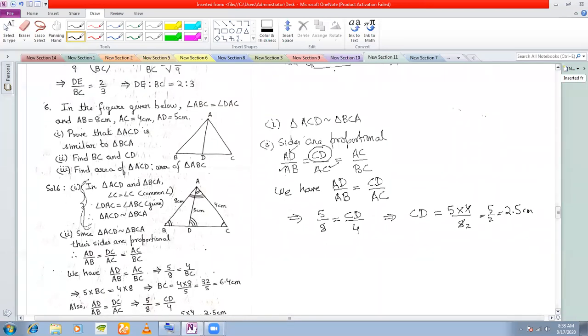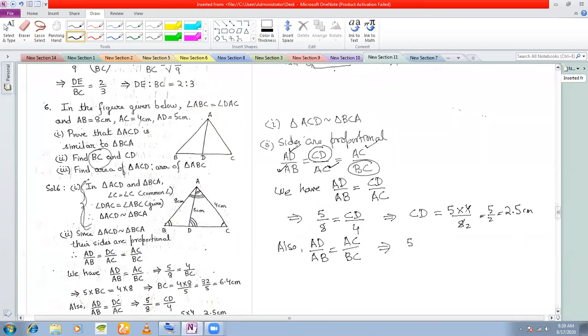We have found CD. Next question is find BC. So which one do we have to find now? We have to find this one, BC. And what all are given? We have already ticked what all are given. This is given. This is given. And AC is also given. That means we consider the first and the third. So AD by AB is equal to AC by BC. The first and the third equalities we consider.